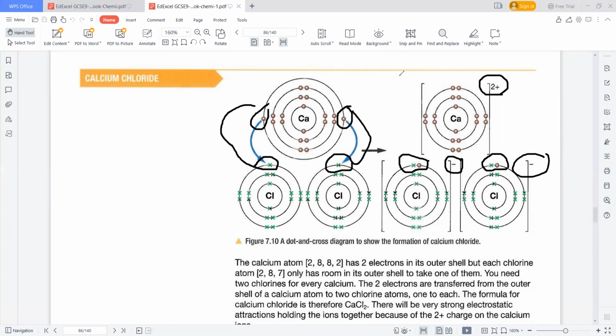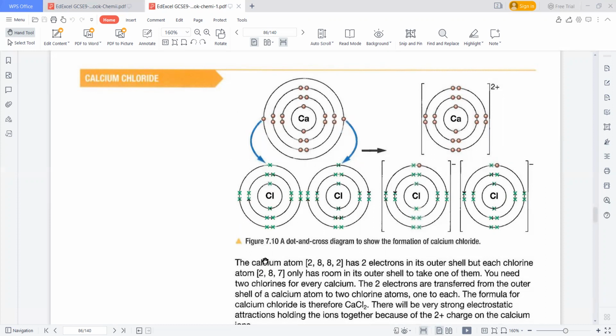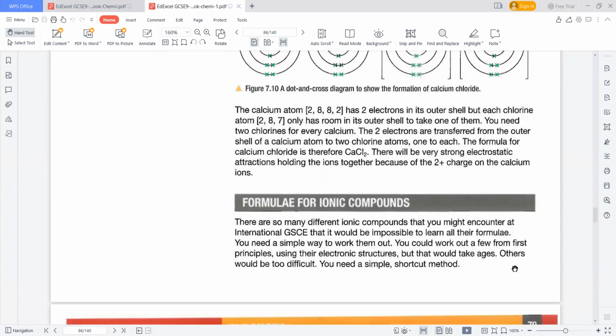Now, the next one is the calcium atom. It has this configuration. The two electrons in the outermost shell are going to be donated, one each, to the chlorine atoms. Upon accepting them, the formula becomes CaCl2.